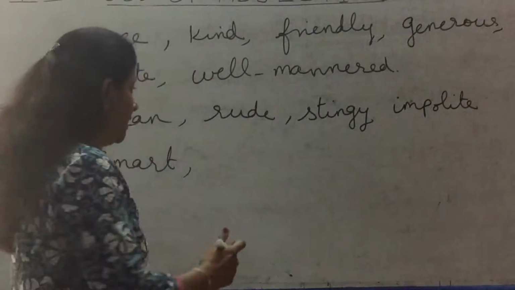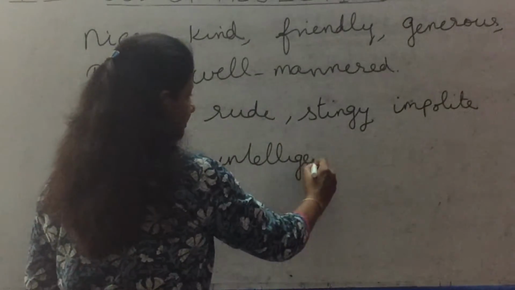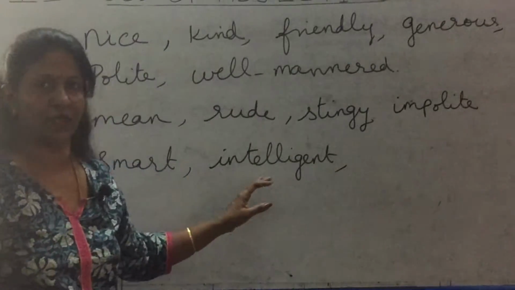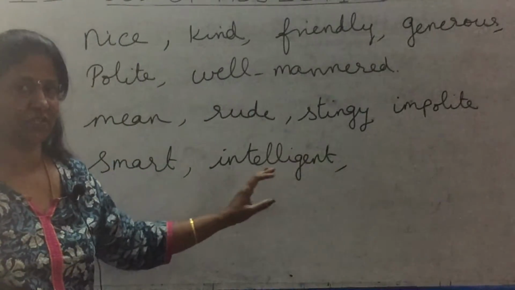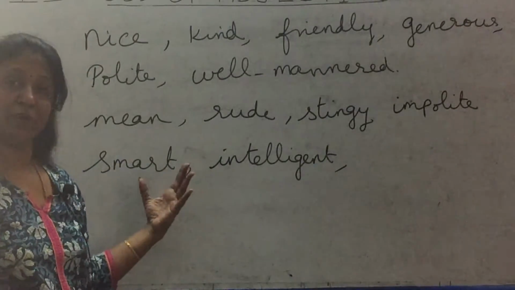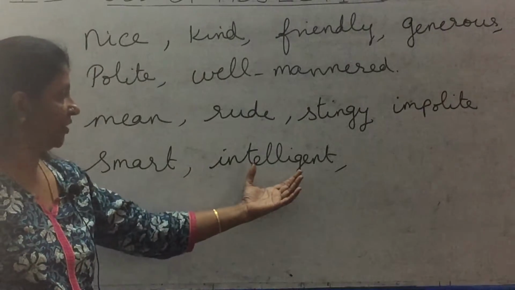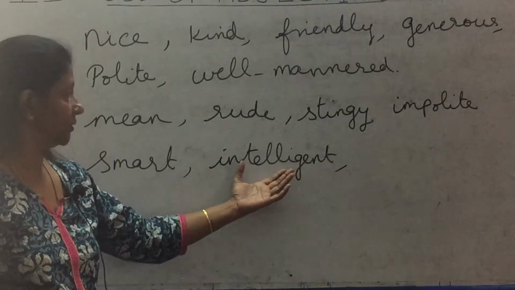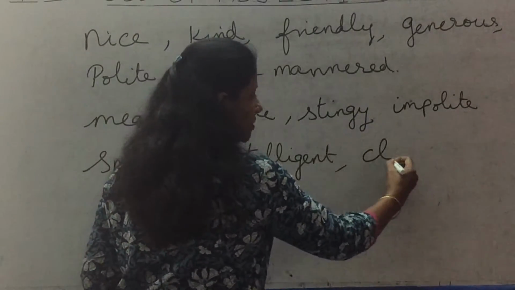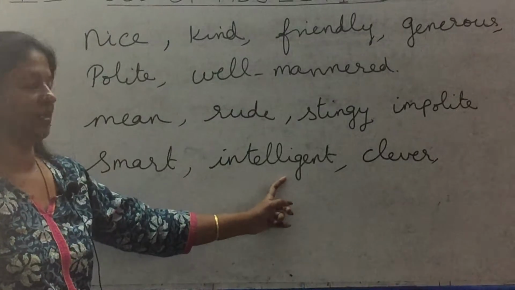And then I can say intelligent. I think you have heard these words, so I am not explaining the meaning, we are just going through the sentences. So he is smart. Smart comes for physical smartness also, if he looks good. Intelligent comes only when he is very clever. Along with intelligent comes the word clever. Clever means he is smart and intelligent.